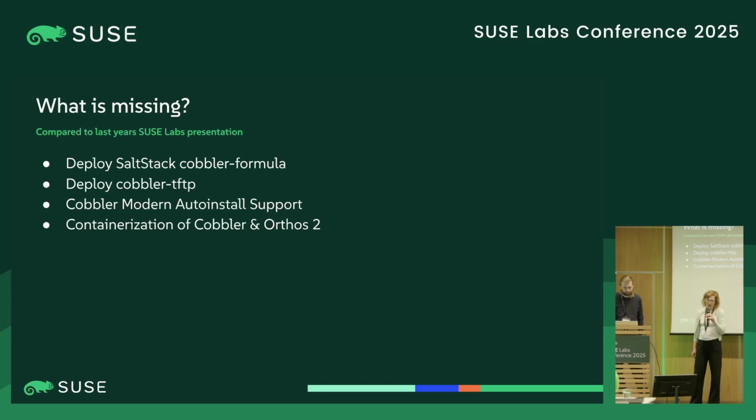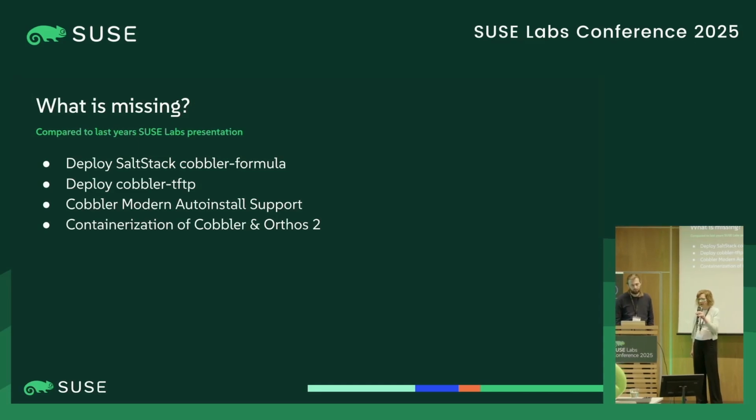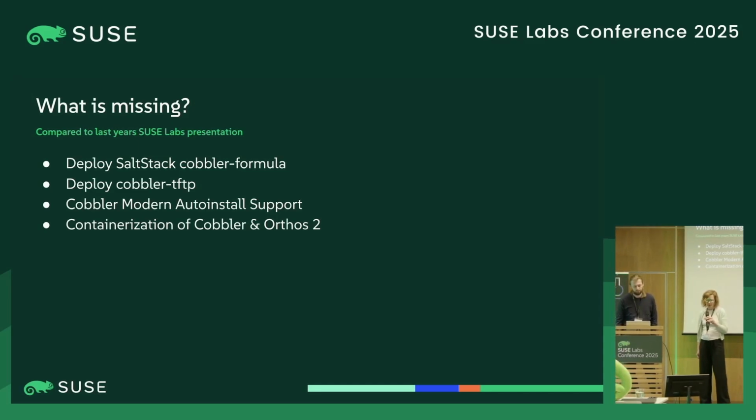Then we would like to support modern auto install. Like we would like to install also cloud-init images and Agama, which changed support of those files for automatic installation. And then containerization of Cobbler on Orthos 2 would be good, but well, it doesn't have priority.